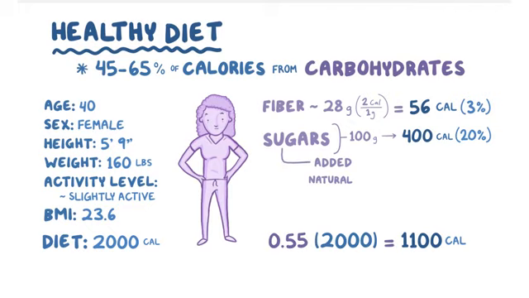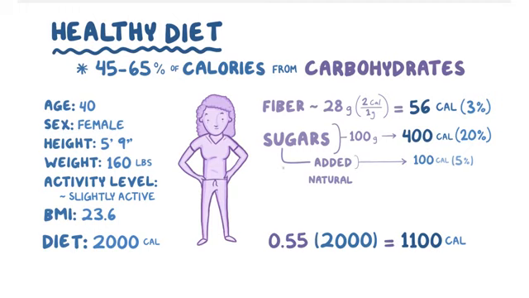When it comes to added sugars, both the World Health Organization and the US Dietary Guidelines recommend that they make up fewer than 10% of total calories. Just like her goal for total carbohydrates, she's aiming for the mid-range of the added sugars recommendation, which would be 100 calories or 5% of her total calories.